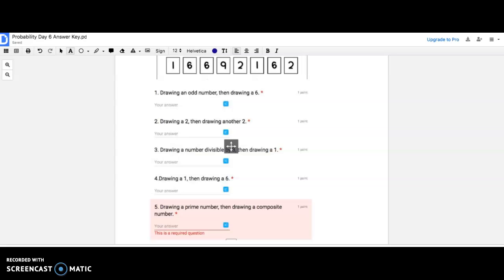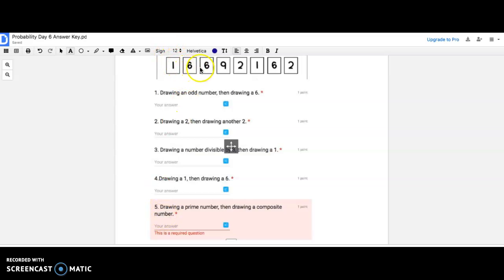I want to thank my main man Ben Jones for requesting this tutorial. So this is from Probability Day 6, the Google Form homework, and I want to take a look at number 5, so hopefully this helps everybody out. It says drawing a prime number and then drawing a composite number.